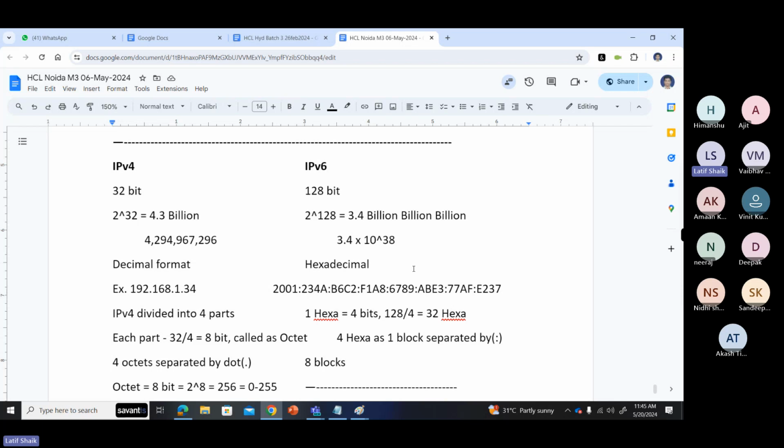More IP addresses are available, and compared to IPv4, IPv6 has certain additional security features. Region-wise collaborations and ISP provider information are built in automatically. For example, if you are using Jio internet, you will get an IPv6 address.